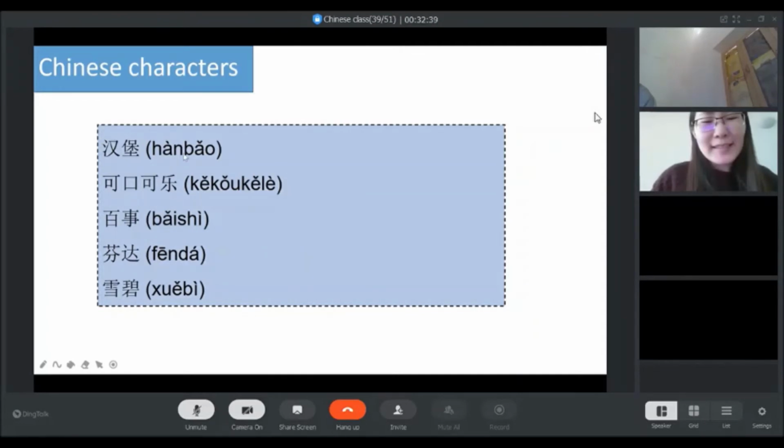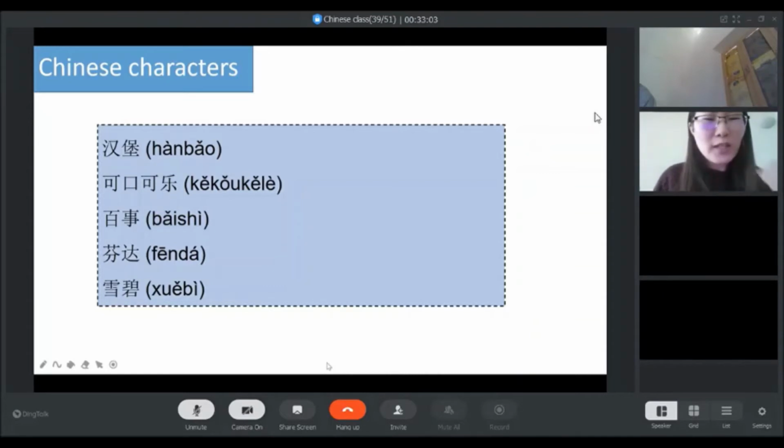And another one, for example, this one, 汉堡. 汉堡 is a kind of fast food. 汉堡, hamburger, yes, hamburger. And this one, 可口可乐. Coca-Cola. Yes, 可口可乐, Coca-Cola.